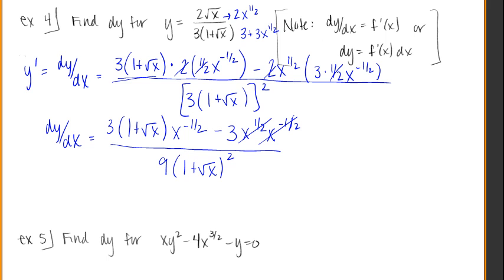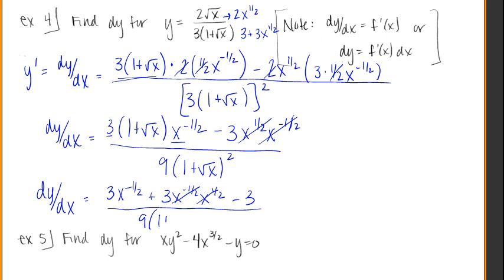Okay, let's keep on cleaning this up. So dy/dx, let me distribute the 3 and the x to the negative 1/2 together into this first parenthesis. So 3x to the negative 1/2, plus 3x to the negative 1/2 times x to the positive 1/2, minus 3. So again, that pairing's going to go away, all over 9 times 1 plus the square root of x, squared.